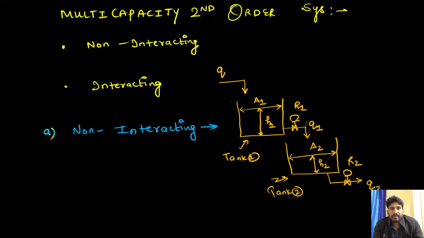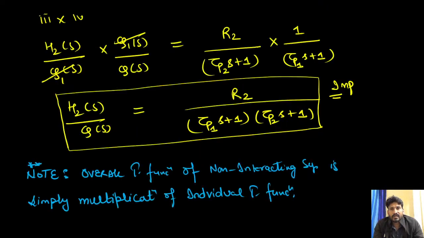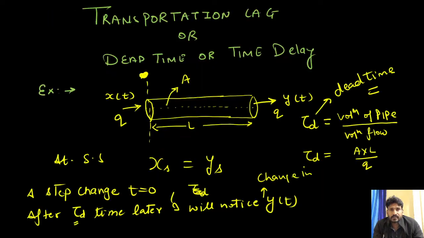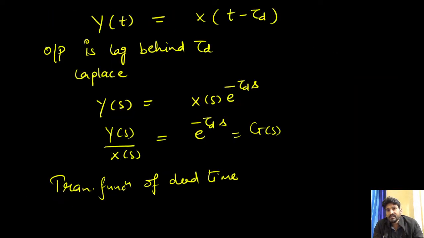After that, multi-capacity of the second order system means one tank stands for first order, so two tanks stand for the second order. In that, non-interacting and interacting, what is the difference in the transfer function? Only the difference is of the interaction factor. In the interacting system, you will see A1 R2 interaction factor, and you will not see A1 R2 in the non-interacting system.